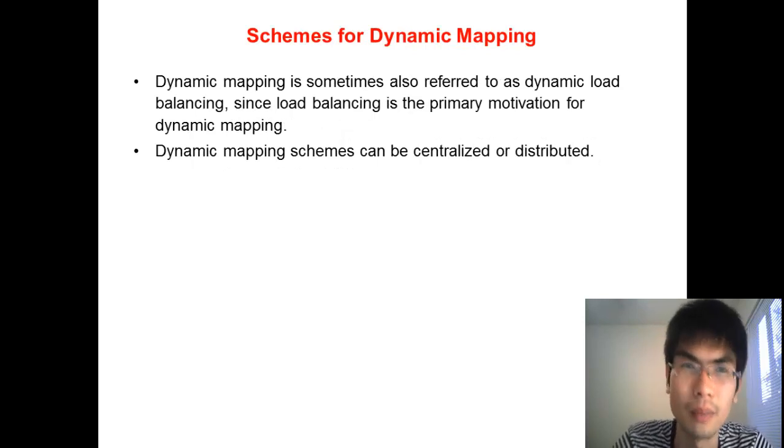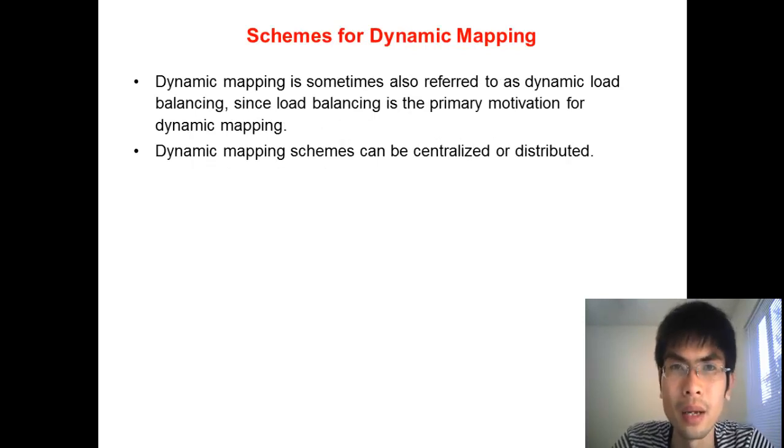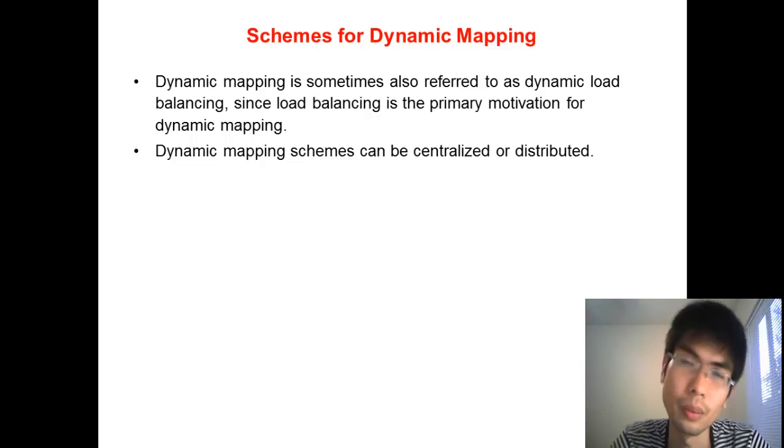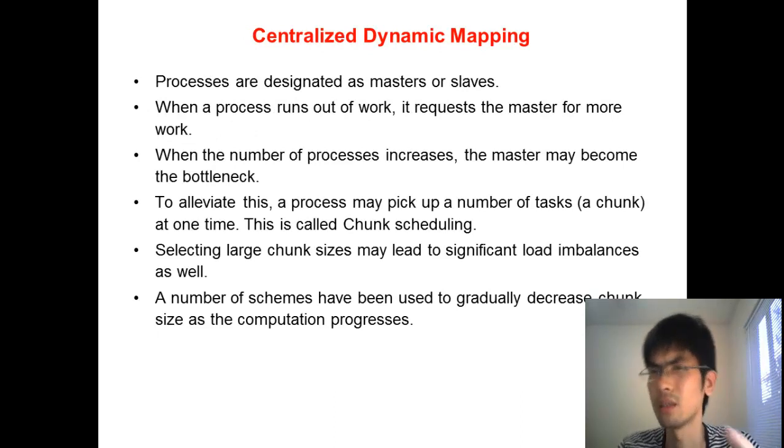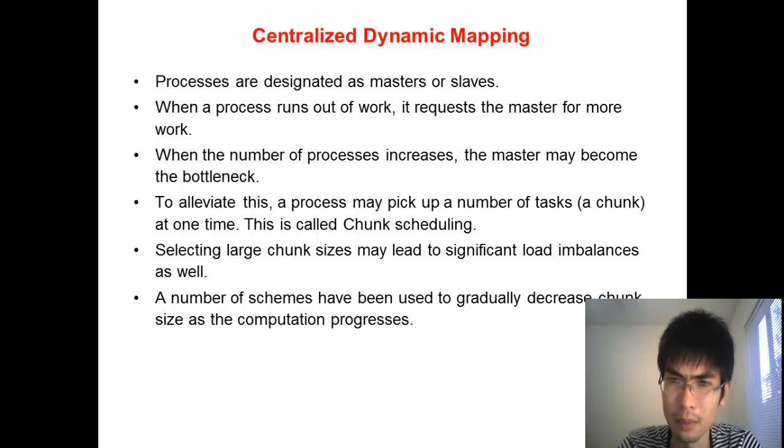And schemes for dynamic mapping. Dynamic mapping is sometimes also referred to as dynamic load balancing, since load balancing is a primary motivation for dynamic mapping. Dynamic mapping schemes can be centralized or distributed. I think more information can be found in later chapters. In centralized dynamic mapping, processors are designated as masters or slaves.